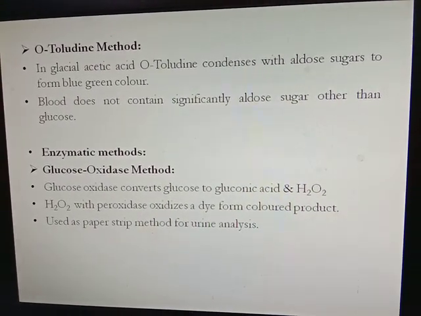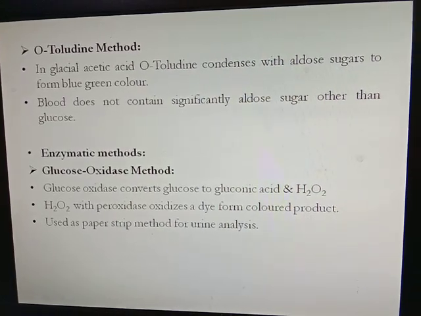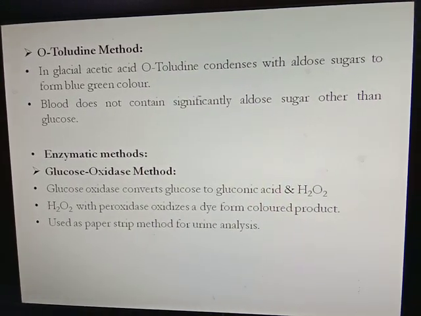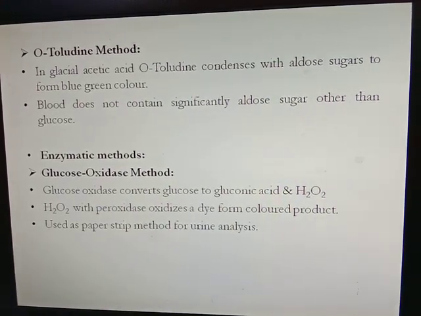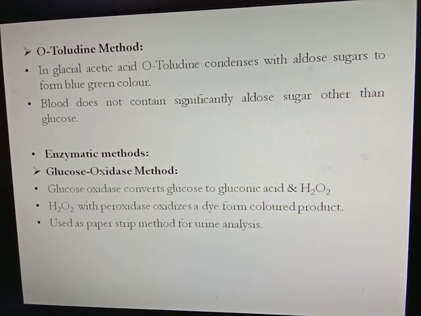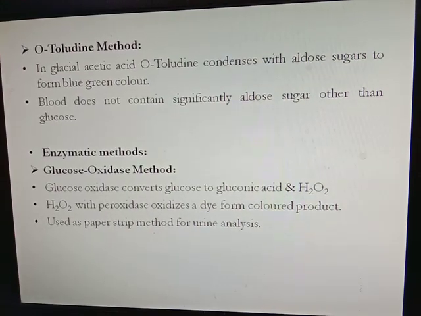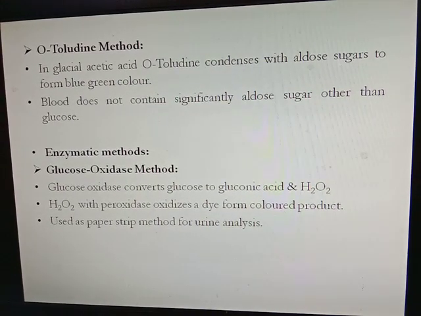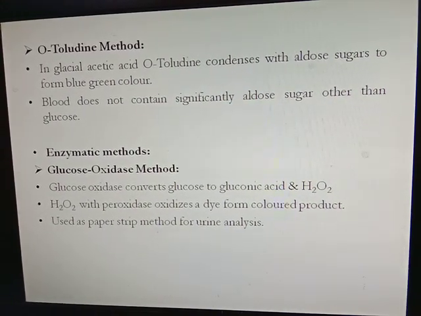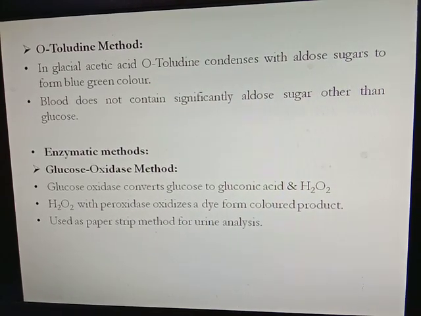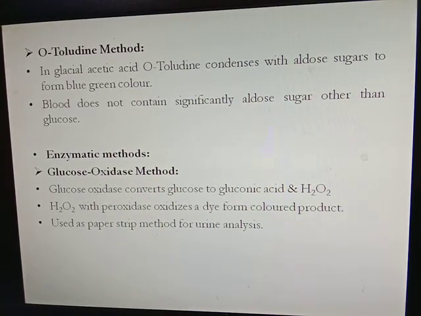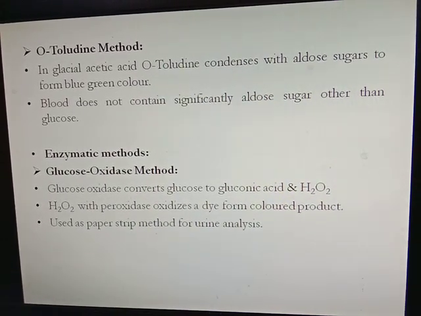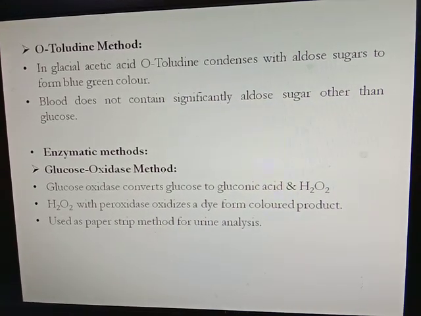Then next are the enzymatic methods, which are used for the estimation of blood glucose. The first method in the enzymatic methods is the glucose oxidase method. Glucose oxidase is the enzyme which converts glucose to gluconic acid and hydrogen peroxide. Then hydrogen peroxide reacts with a dye to form a colored product.